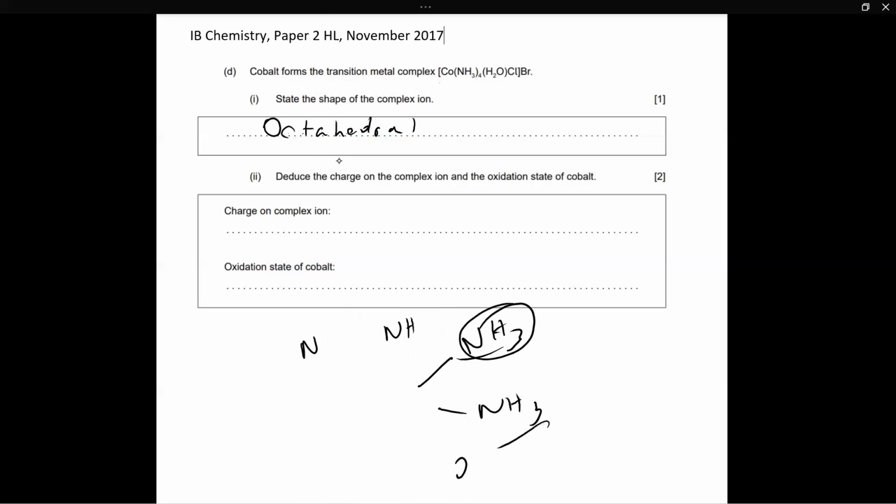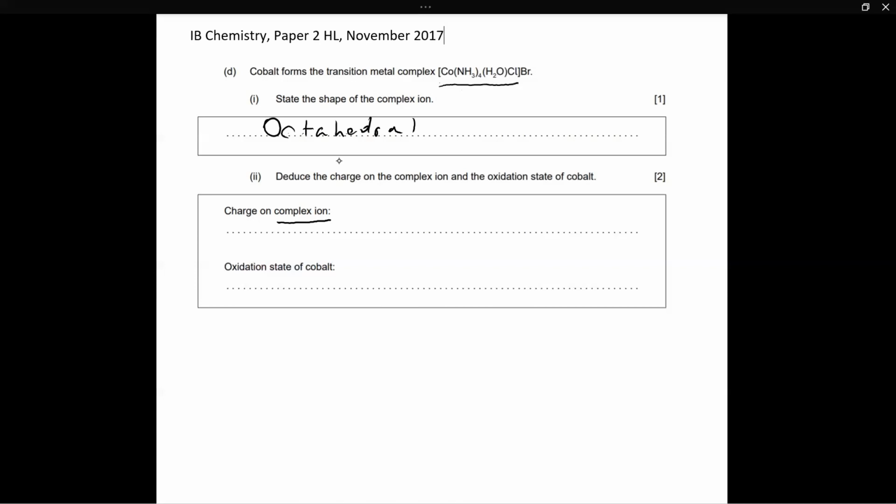Now, moving on to the next part. It asks us to deduce the charge on the complex ion and the oxidation state of cobalt. Now they're asking us to only deduce the charge on the complex ion, and as I told you earlier, the complex ion is only considered what is in the brackets. The bromine is also attached to cobalt, but we do not consider that as part of the complex ion. It is part of the transition metal complex, but it is not considered a part of the complex ion. So only what's in the brackets is considered a part of the complex ion.